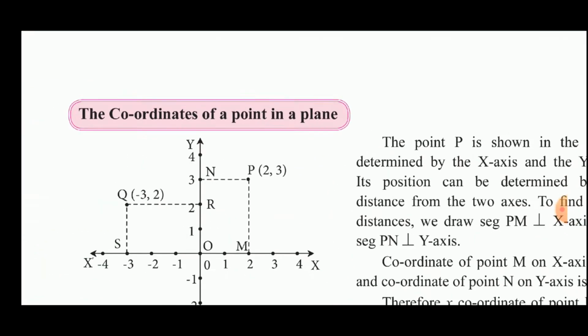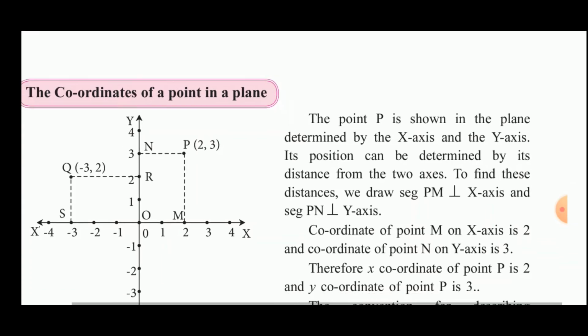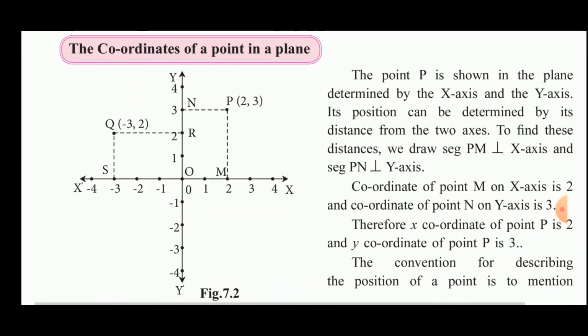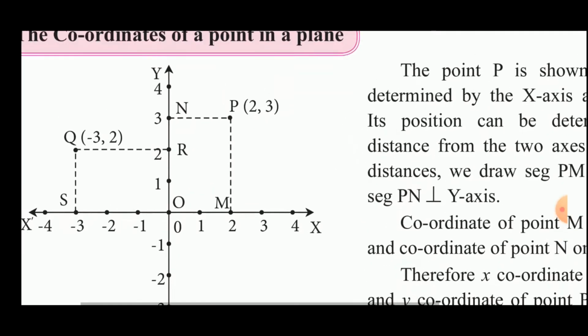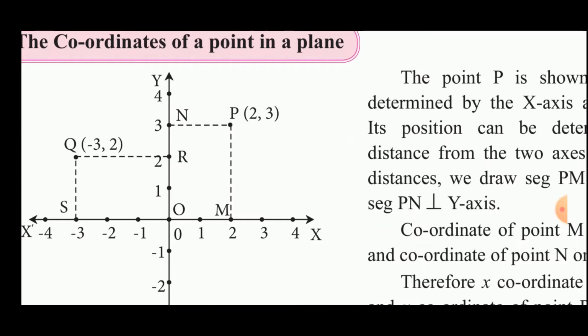Now the coordinates of a point in the plane we will see here. The point P shown in the plane is determined by the x-axis and the y-axis. In order to determine it, draw the perpendicular from P. It intersects the x-axis at 2. So its x coordinate is 2, and draw the perpendicular on the y-axis. So its y coordinate is 3.